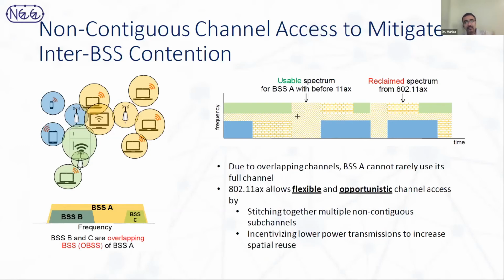So the idea is you reclaim more and more spectrum by allowing APs or in general client devices to access spectrum provided they lower their power. And they are able to stitch together non-contiguous subchannels. And the key challenge here is how do you do it in a very decentralized manner? And there are obvious benefits to that, but of course there are obviously some pitfalls because of the decentralized way in which we do it.